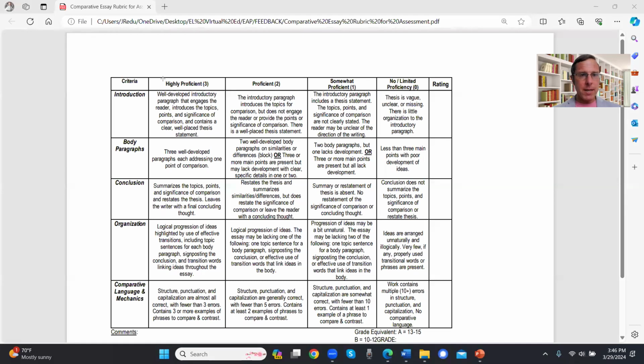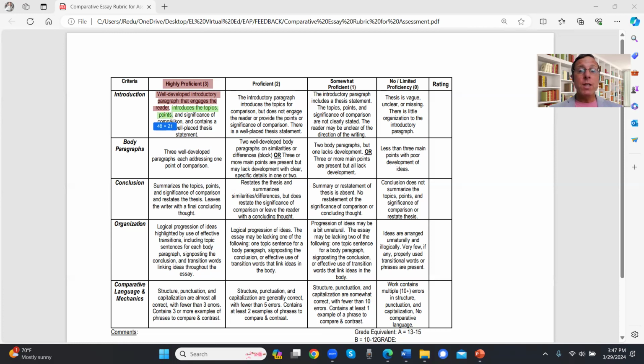So again, we're going to be examining the highly proficient criteria because I know you guys are highly proficient writers and you want to get the best grades possible. So for our introduction, I want that first sentence that hooks the reader. Remember, you're trying to draw your reader into your writing. Then, this is really important for a comparative essay: of course, you're going to introduce the topics for comparison. These are the two things that you're comparing in the essay.